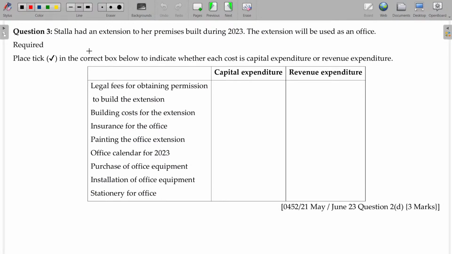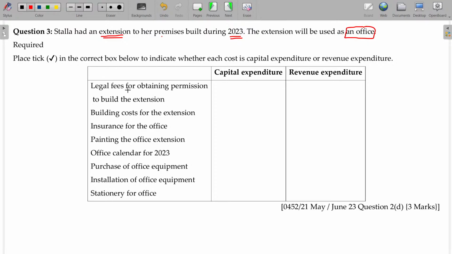Move on to the third one. Stella had an extension to her premises built during 2023. The extension will be used as an office. Okay, so premises built and extension will be used as an office. Please tick the correct box.